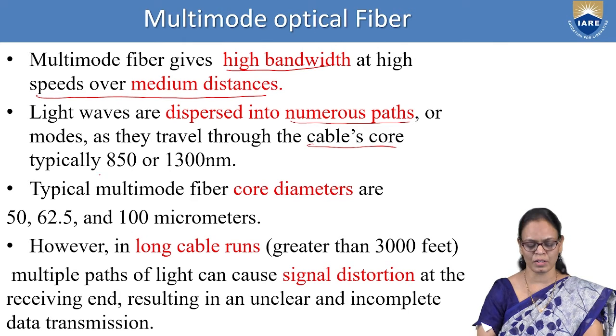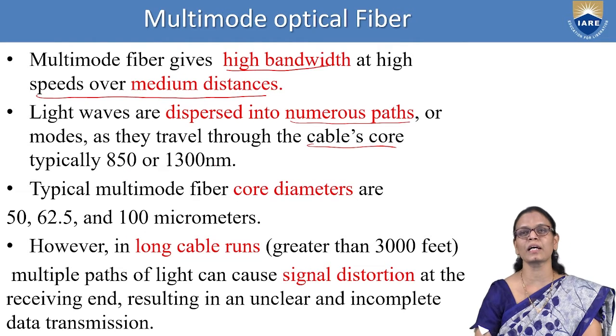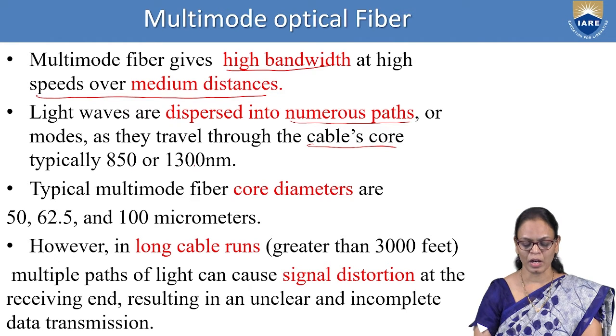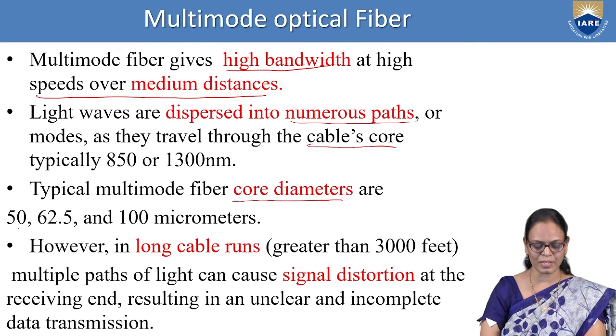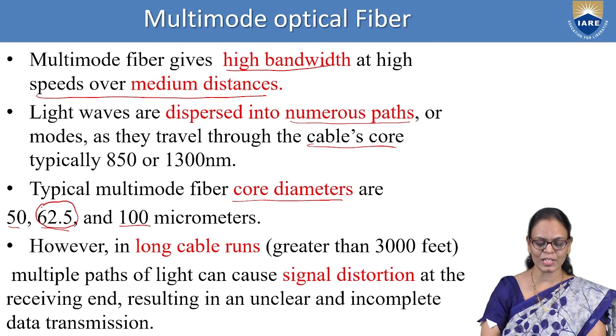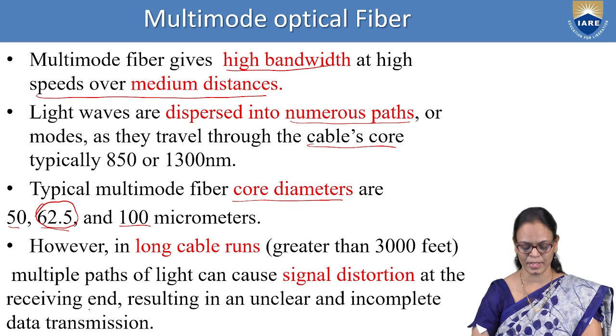So what is the diameter of the core we have seen? 850 to 1300 nanometer we are writing, or 50 to 100 micrometer. Typical multimode fiber core diameters are 50, 62.5 and 100. Within this range, the most widely used is 62.5, as we have already discussed.